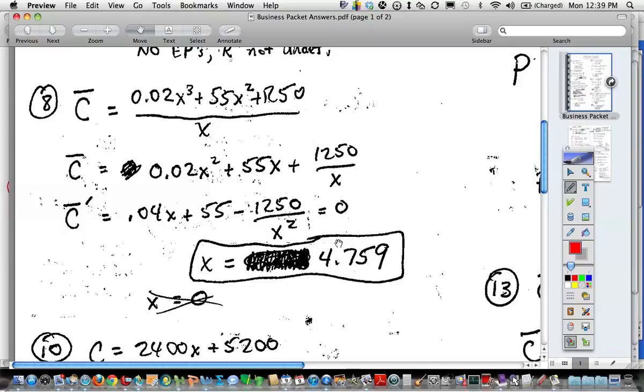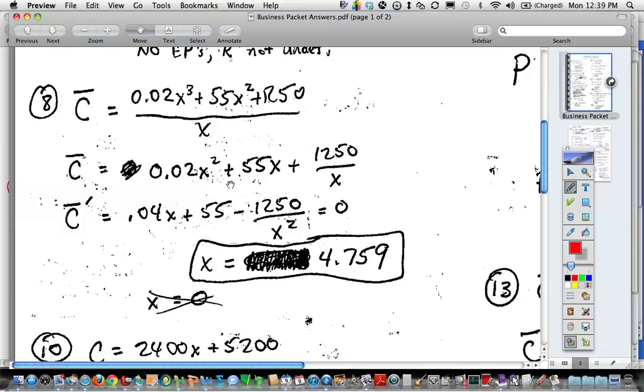The question in number 8 asks for the minimum average cost per unit. That's the C-bar equation. C is the total cost of producing X units. So the average cost per unit is the C-bar equation. That's the cost divided by X, the number of units produced. So you have to take the cost equation they gave you and divide it by X. Then I went ahead and simplified it algebraically just by dividing each term by X. But you wouldn't have to.